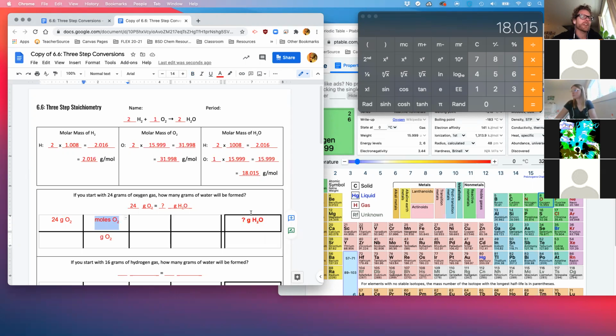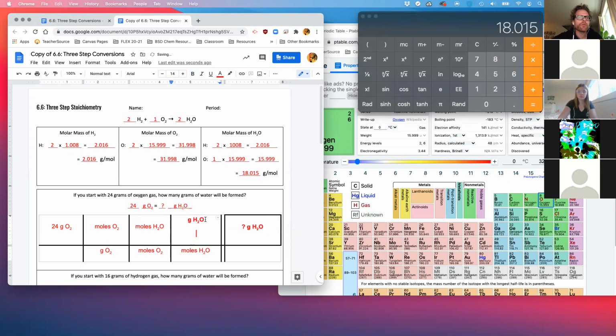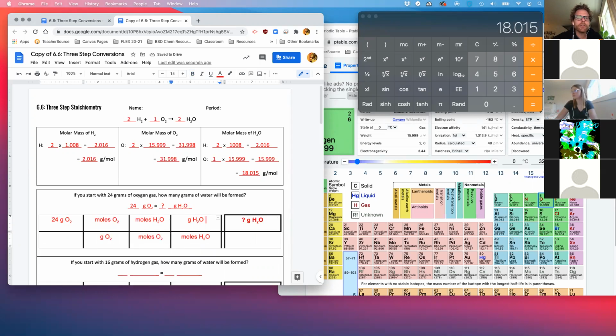But I'm still in oxygen, and I need to get into water. So that means what's on top here goes on the bottom here, and then I can do a mole to mole ratio like that. Okay, moles of oxygen, moles of water. And again, I'm just focusing on units right now. Then I know that whatever's on top here goes on the bottom of the next one, and I can get to grams of water, okay? So if I have set this up correctly, my units will cancel out. Let's go ahead and see if that works.